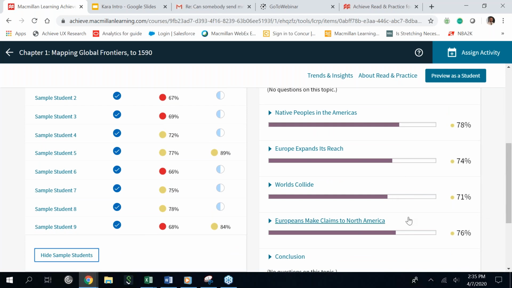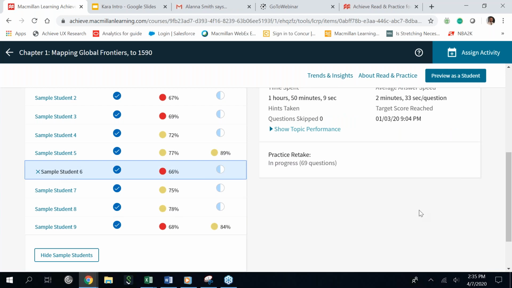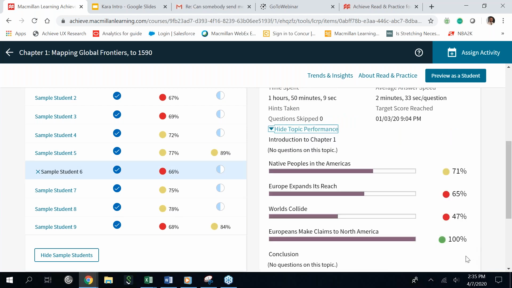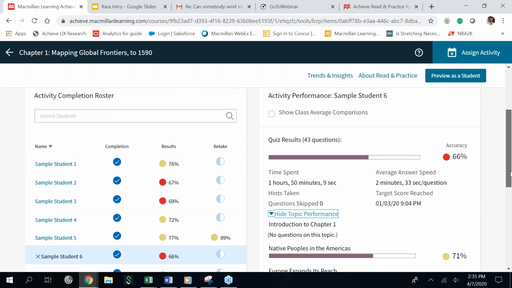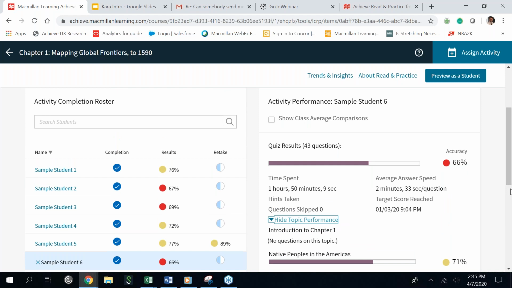There are no red flag sections, but oftentimes there will be. Let's take a look at some student data. For instance, this particular student, if this was your class, obviously Worlds Collide and, to a lesser extent, Europe Expands Its Reach. Might be areas where you're thinking, okay, maybe I need to hit that in the lecture, or maybe there's something I need to do to reinforce that. They aren't getting it. The student also gets this data on his or her performance. So there's a lot of data that the student gets, a lot of data that you get that is actionable, so to speak.